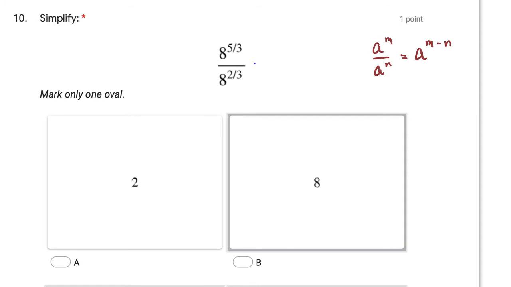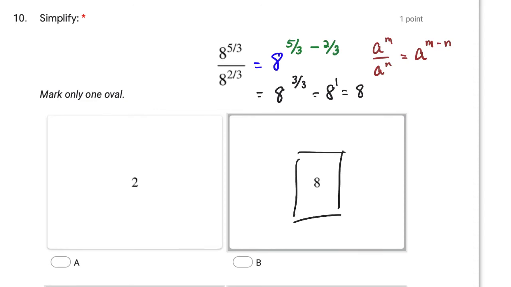And that's just subtracting two fractions. I've got 5/3 and I take away 2/3, so that leaves me with 3/3, which is really 8 to the 1, which is just 8. So there we go, answer B.